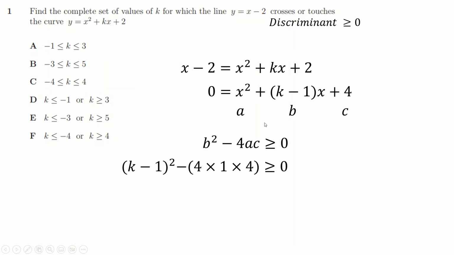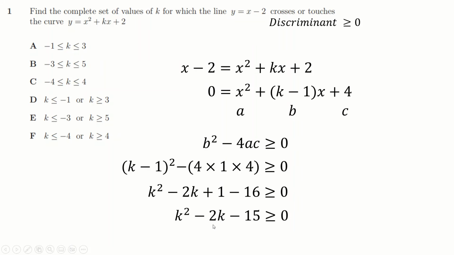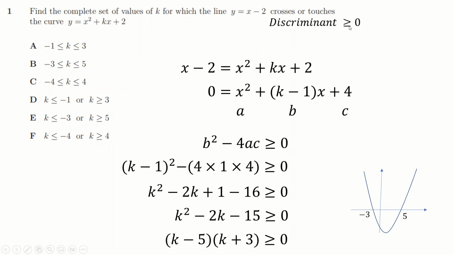You put in everything you've got, you make a second quadratic, this time in k, you sort it all out, and it ends up factorizing to this. And now just remember how to solve quadratics, right? You can draw a graph if you want to, but it's got roots at 5 and minus 3. You're looking for when this quadratic is greater than or equal to 0, so you need k to be greater than or equal to 5, or less than or equal to minus 3, which is E.